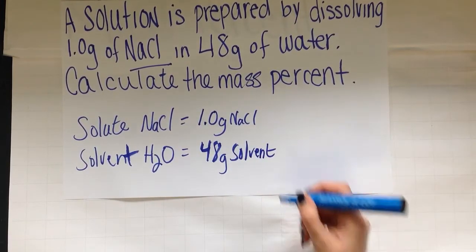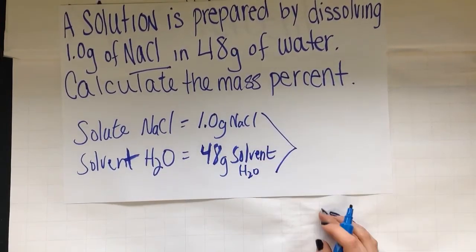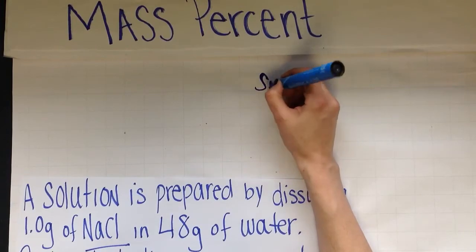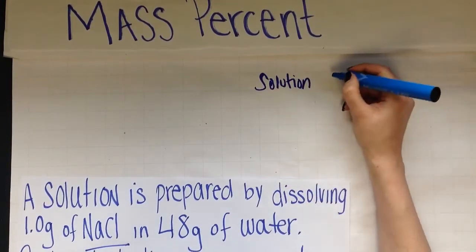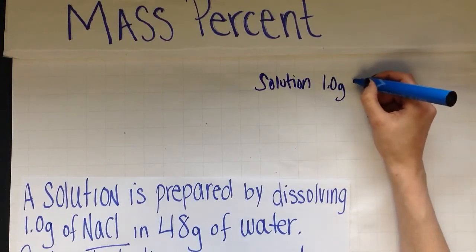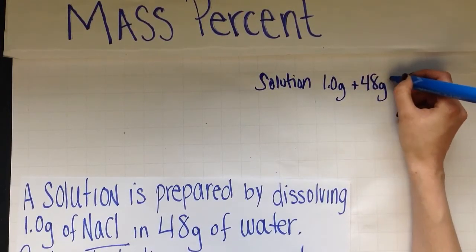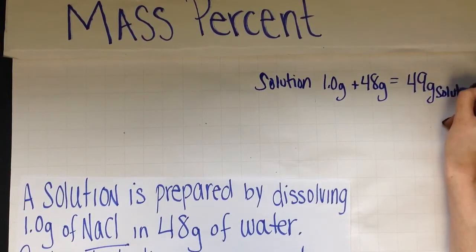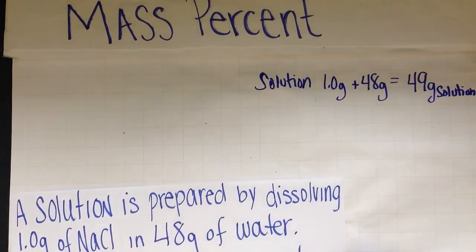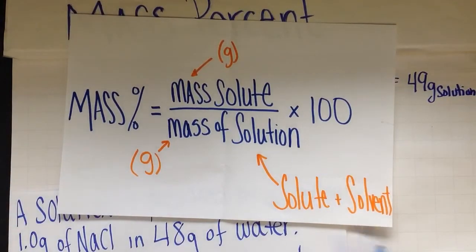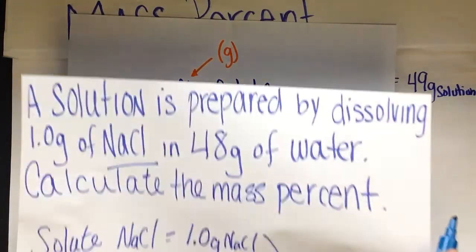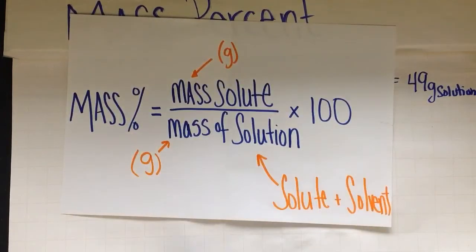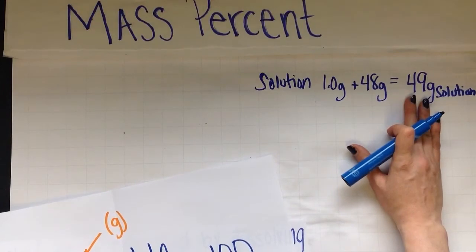Now if you remember, together these make a solution. So let's start there. Okay, my solution is made by taking the 1.0 grams of sodium chloride and adding it to my 48 grams. So together that makes, with correct sig figs, 49 grams of solution. Okay, now that I have that, I can take my mass of my solute, which again we said was 1 gram, right? That's my solute. And I divide it by my newly calculated mass of solution.